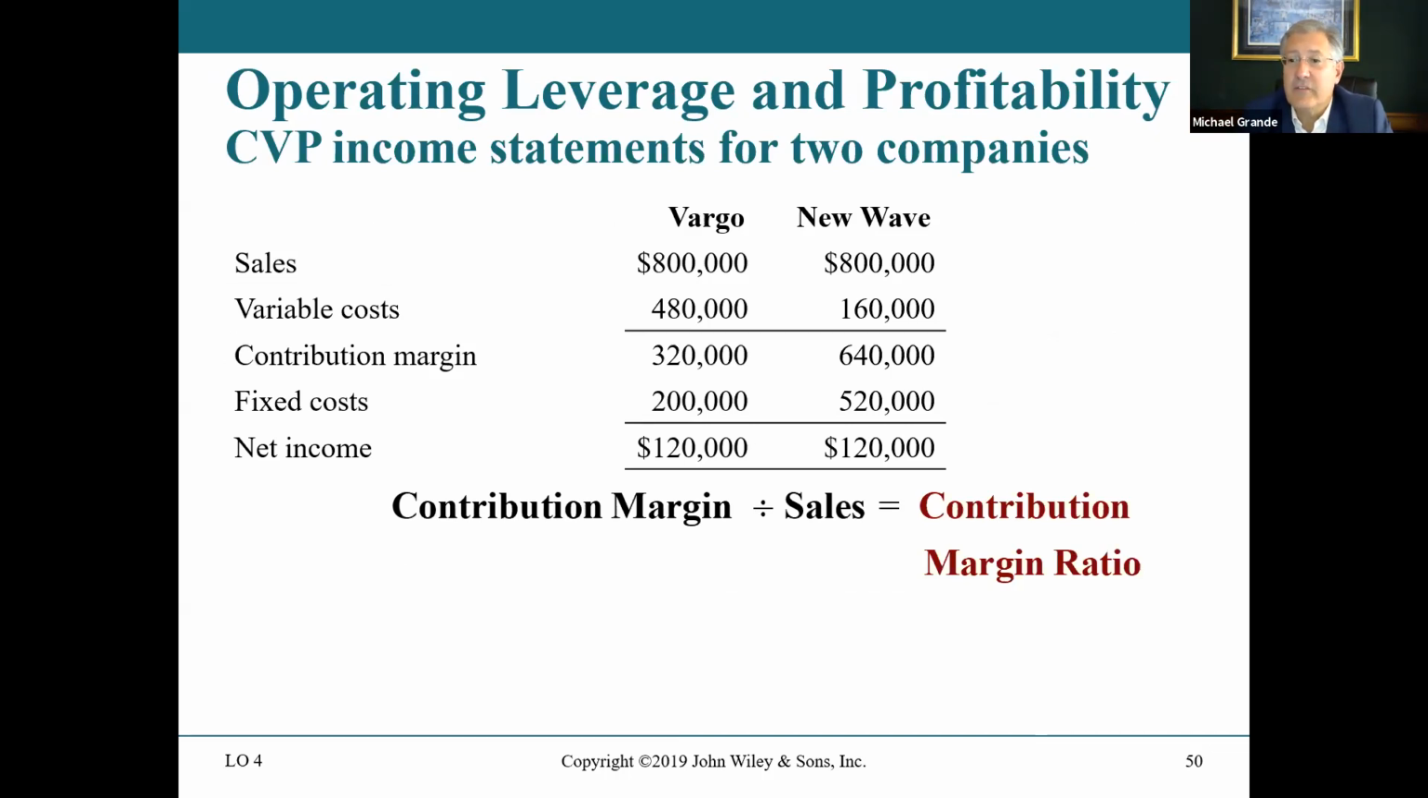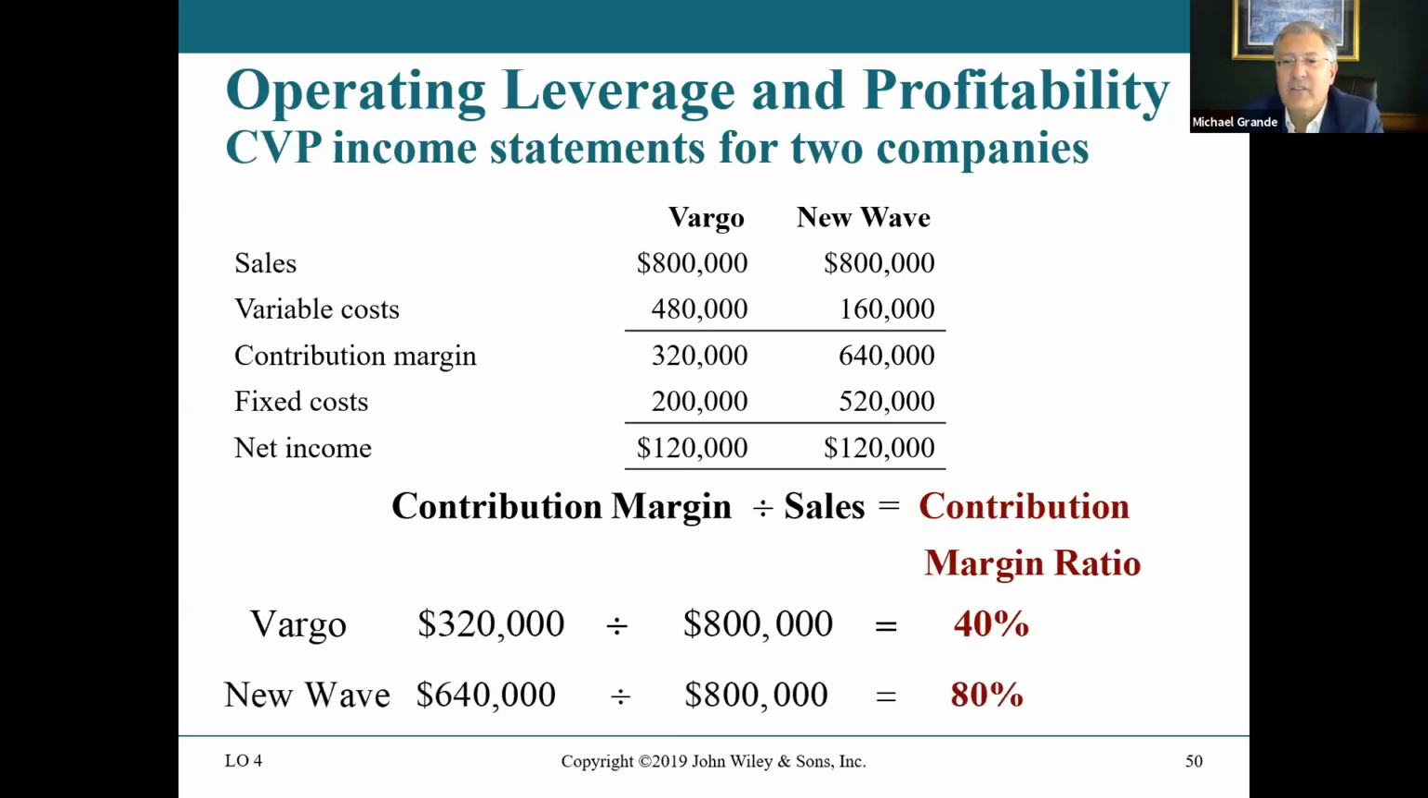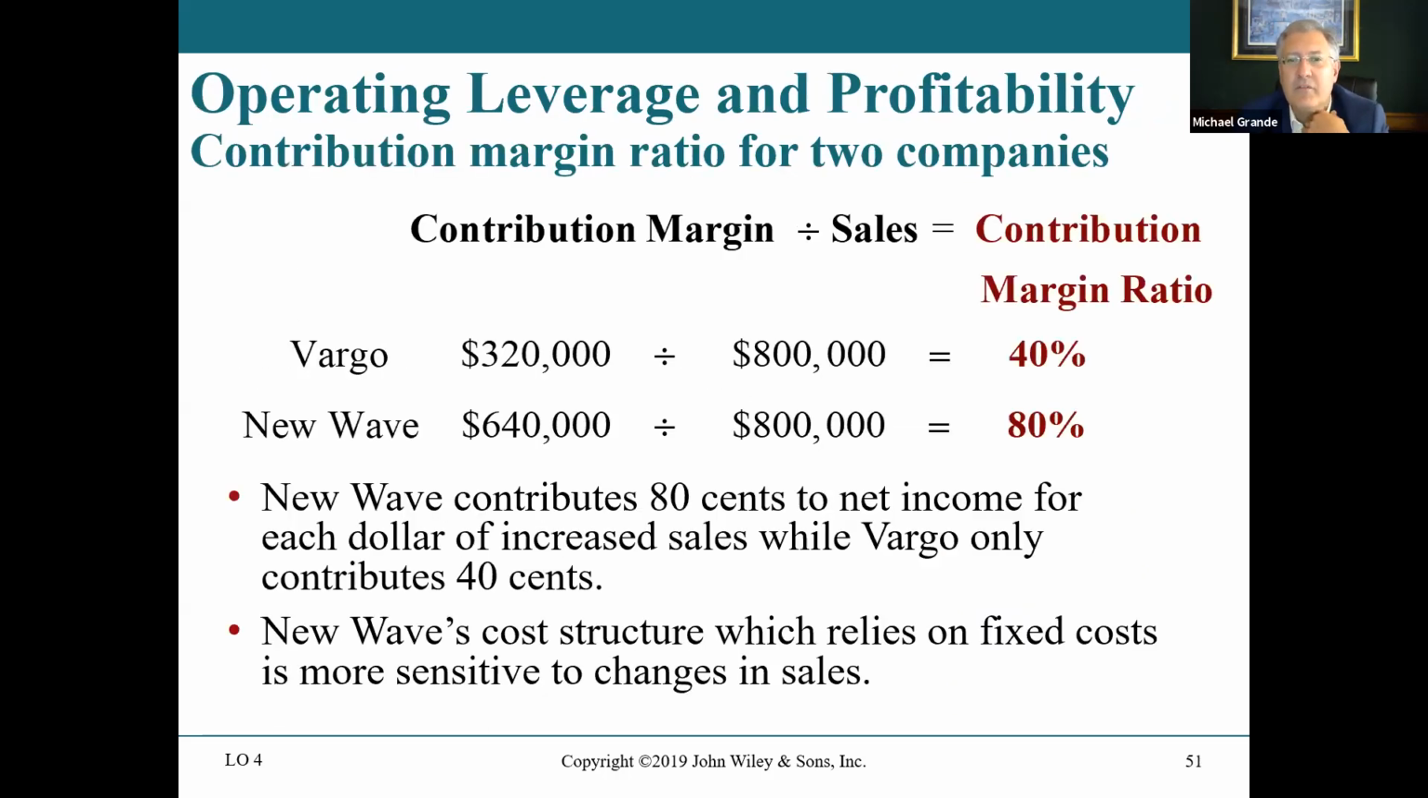So you can clearly see here the contribution margin. So the contribution margin ratio is the contribution margin divided by sales. We know that. For Vargo, it's 40%. For New Wave, it's 80%. What does this mean? New Wave contributes 80 cents to net income for each dollar of increased sales, while Vargo only contributes 40%.